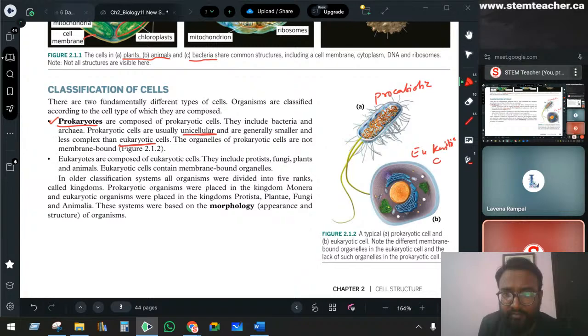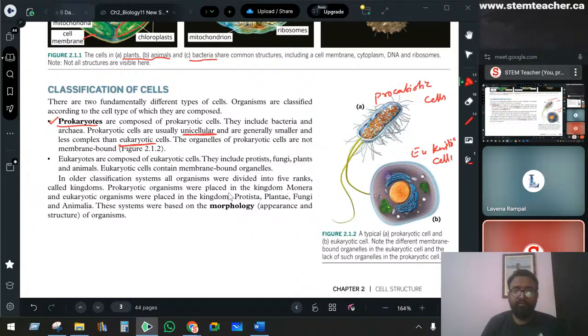Cells. They are the two types. We'll see what is the difference between them. So it is a unicellular. Eukaryotes are composed of eukaryotic cells. They include the protists, fungi, plants, and animals. A eukaryotic cell contains membrane-bound organelles.